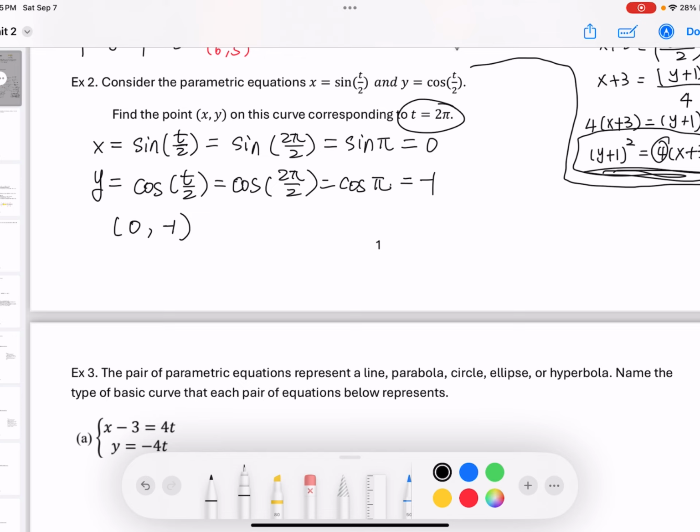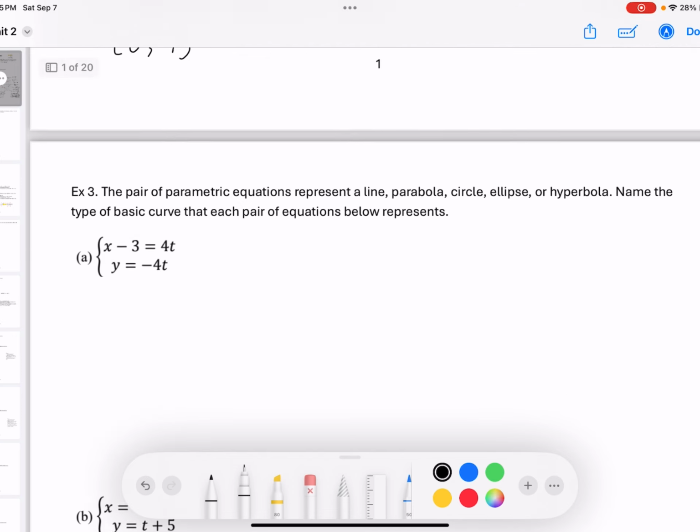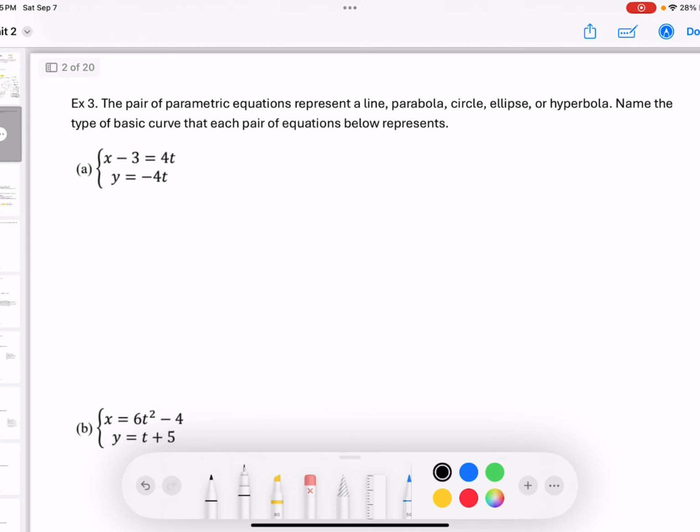Okay, so let's move on to the next example. Does the pair of parametric equations represent a line, parabola, circle, ellipse, or hyperbola? In the following examples, name the type of basic curve that each pair of equations below represents.